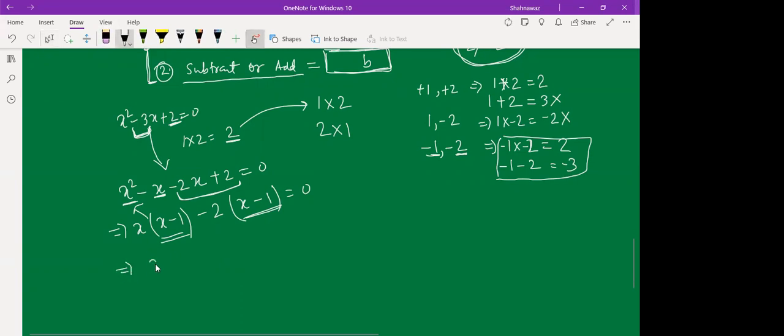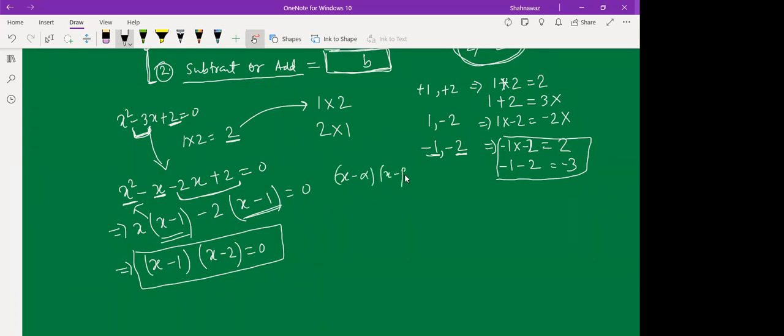So this will be what? If you again take x minus 1 to be the common, then you will get x minus 2, right? So this is the factorization method. You get two factors, like we did in the quadratic equation. How will the factors be? This will be like x minus alpha and x minus beta, right? So you get the same factors as these, right?